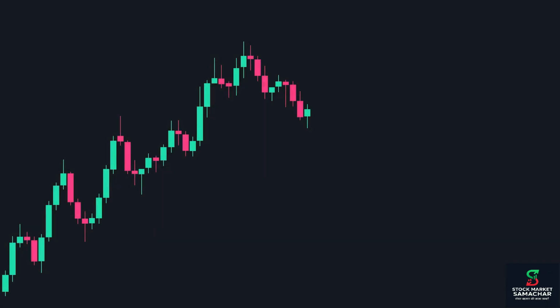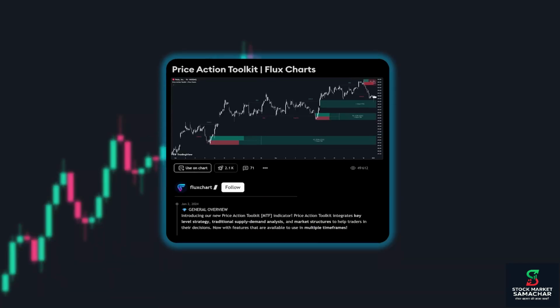In the first step, we identify the market direction by marking breakouts and changes in character. Although this can be done manually, for the purpose of this video, we're going to use the Price Action Toolkit indicator to do it automatically for us.